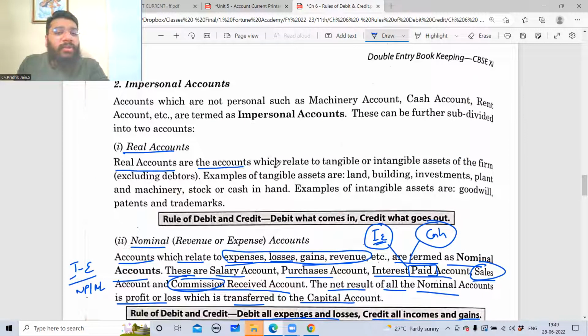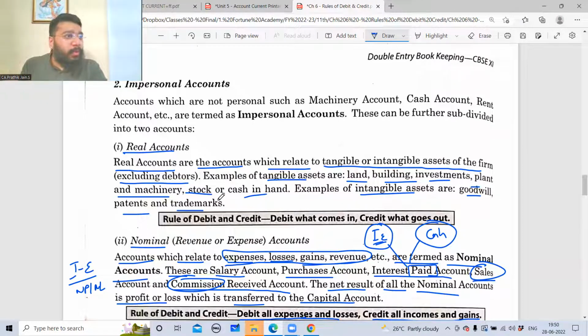Real accounts are those accounts which relate to tangible or intangible assets of the firm, excluding debtor and bank both. So all the assets except bank and debtor. Examples of tangible assets are land, building, investment, plant, machinery, etc., stock, cash in hand. Intangible assets are goodwill, patent and trademark. I would not say investment is strictly a tangible asset, because I cannot touch investment. Here they are given in the flow. Tangible and intangible is a category.